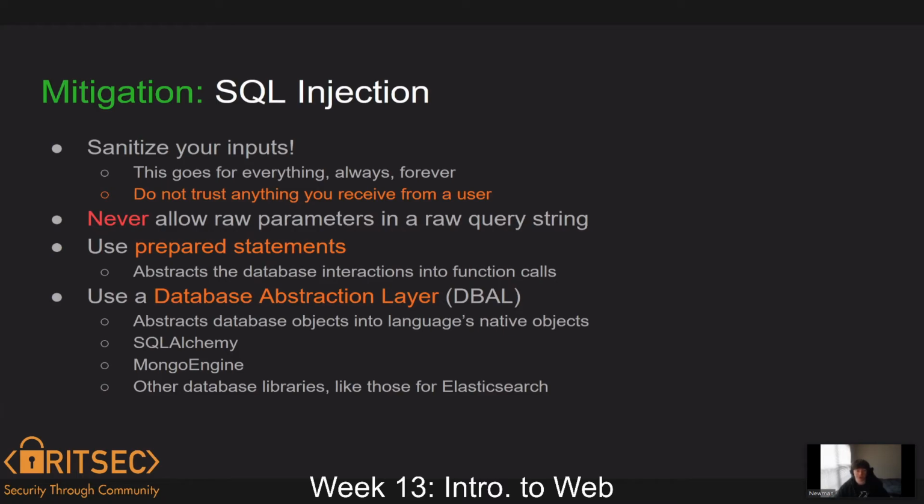Another thing is never allow raw parameters in a raw query string. So if you're doing backend development, don't just have a string, like literally a string variable containing your query that you just drop parameters into. There's a few ways to do this. One way is called prepared statements, which is a pre-prepared query string that you have already registered with the database, kind of like a function.